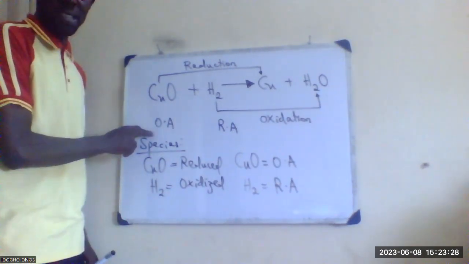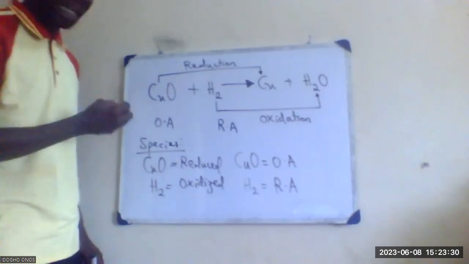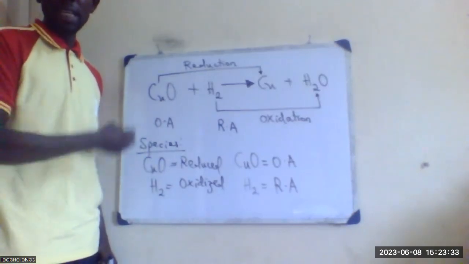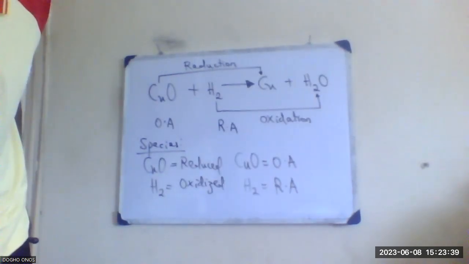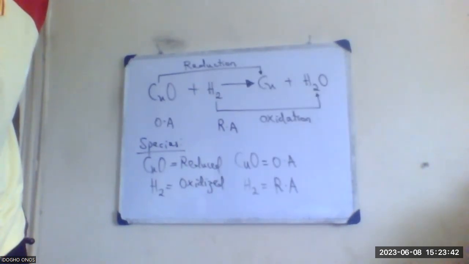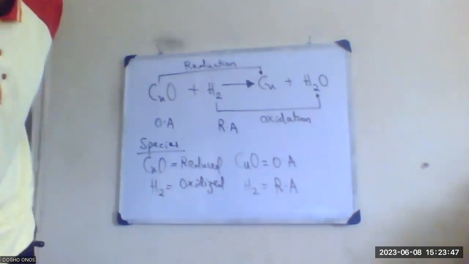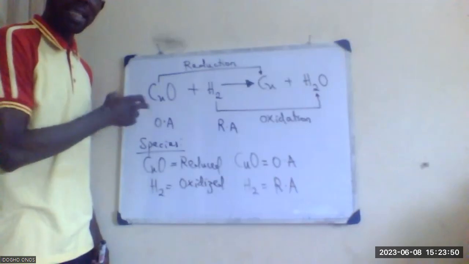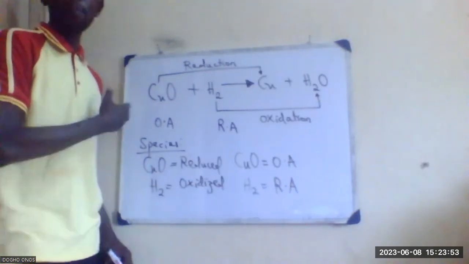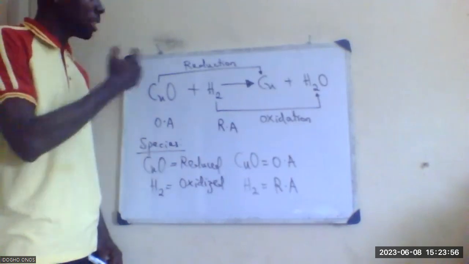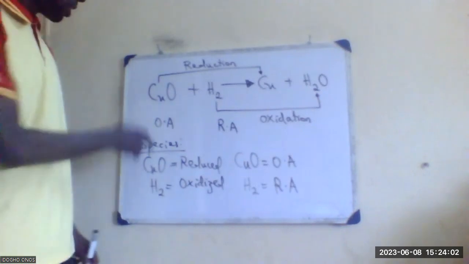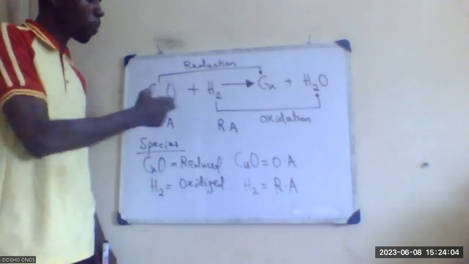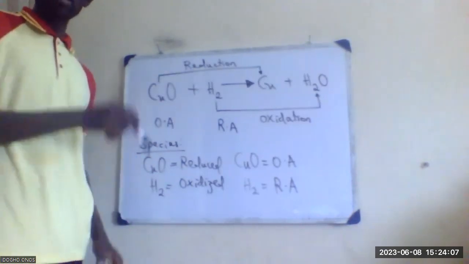So oxidizing agents, by definition, are chemical species which supply oxygen and in the process get reduced. That's the definition. Oxidizing agents are chemical species which supply oxygen and in the process get reduced.